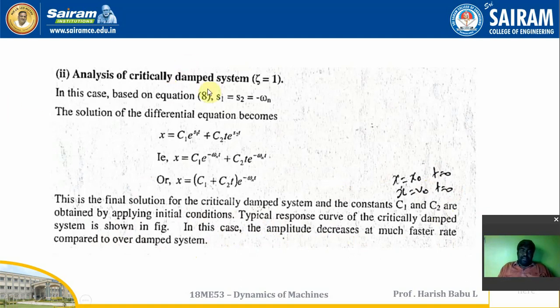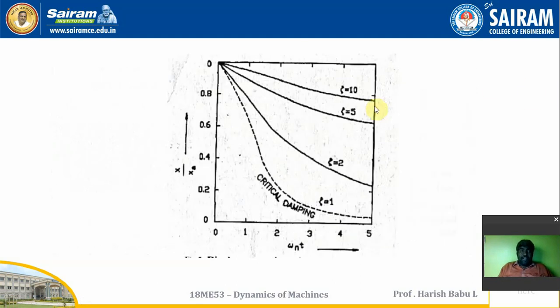The best example for a critically damped system is a gun with a trigger. When you trigger the gun, it starts to vibrate, but it doesn't complete the motion. It automatically comes to a halt in a fraction of a second. You can see in the graph, for zeta equals 1, 2, 5 and 10, that at 1, critical damping, it comes to 0 in less time compared to the overdamped system.